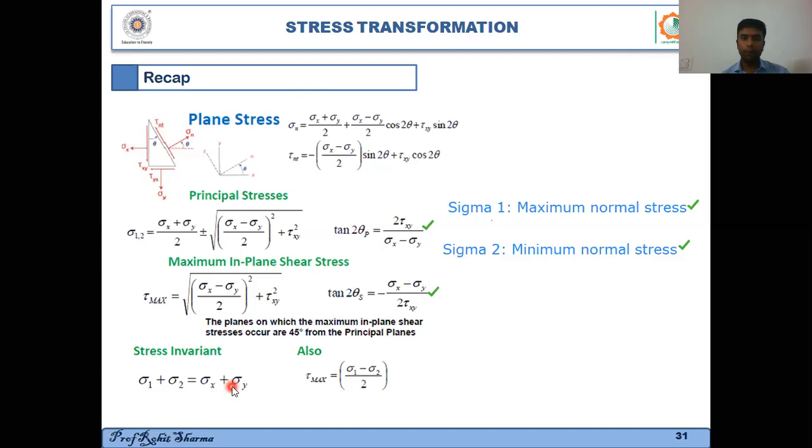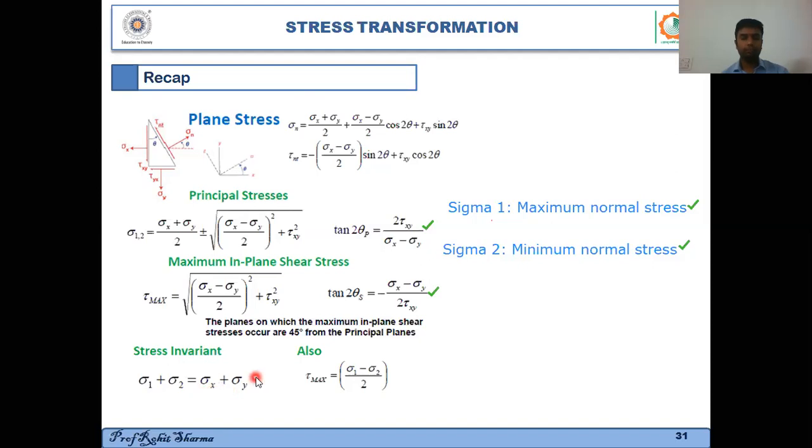And I've already told you that the sum of the normal stresses is a stress invariant, right? So the sum of the normal stresses does not change with respect to the angle theta, even if the stresses are maximum and minimum stresses. Like so, sigma 1 is what? The maximum normal stress. Sigma 2 is the minimum normal stress, based on the angle of rotation, and sigma 1 plus sigma 2 is coming out to be what? Sigma x plus sigma y, right?